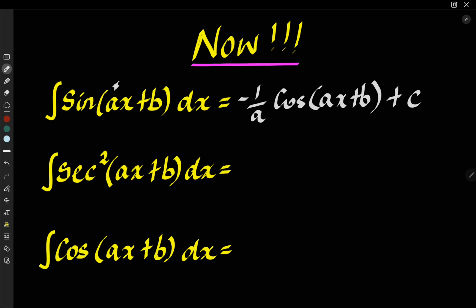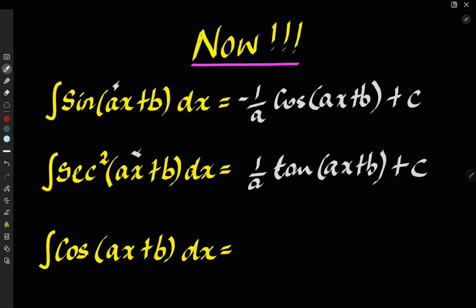And also the integral of sec squared. Remember, sec squared is the derivative of tan. So the integral of sec squared, going back, will be tan. Also, we divide that tan by the coefficient of x. So that will be 1 over a tan(ax + b). Then remember, plus a constant c for the indefinite integrals.